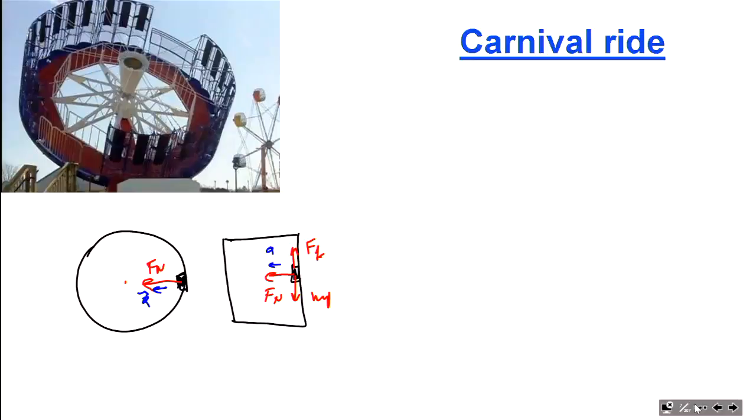Now, when the object is not moving relative to the wall, that means that frictional force and force of gravity cancel each other out. They must have the same magnitude. So I write it like this: force of friction should have the same magnitude as force of gravity. Now, this is basically Newton's second law written relative to the vertical axis. And if we write Newton's law relative to the horizontal axis, we should say that the magnitude of the normal force should be equal to the product of mass times centripetal acceleration.